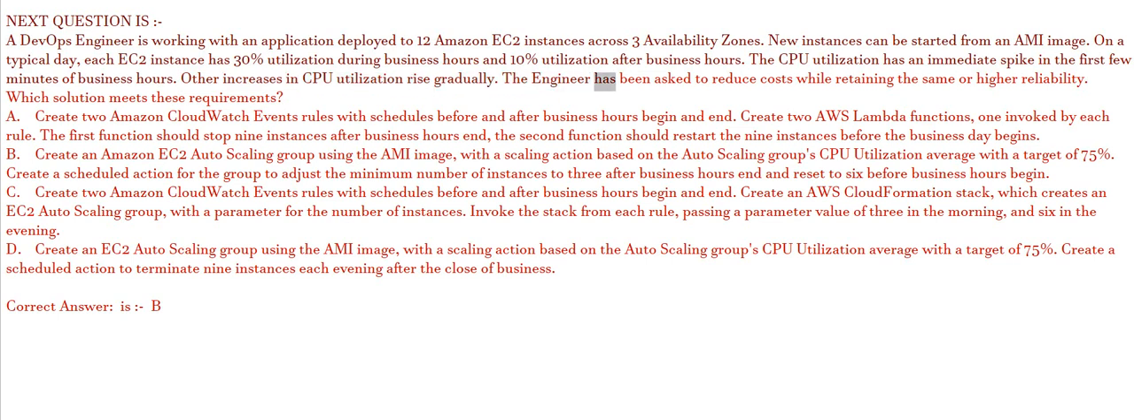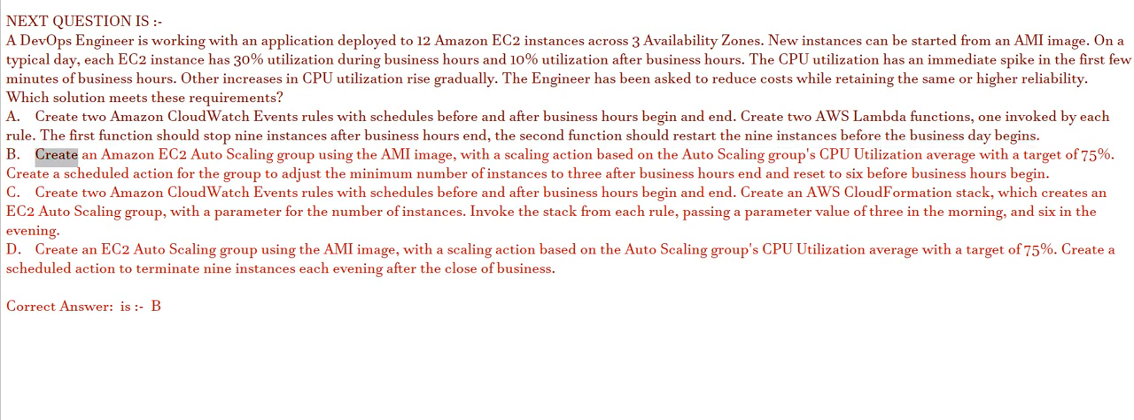The engineer has been asked to reduce costs while retaining the same or higher reliability. Which solution meets these requirements? A. Create 2 Amazon CloudWatch events rules with schedules before and after business hours begin and end. Create 2 AWS Lambda functions, one invoked by each rule. The first function should stop 9 instances after business hours end. The second function should restart the 9 instances before the business day begins.